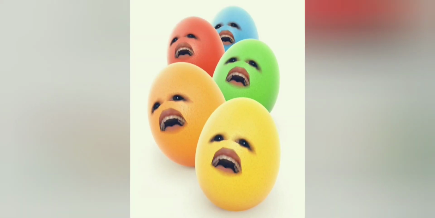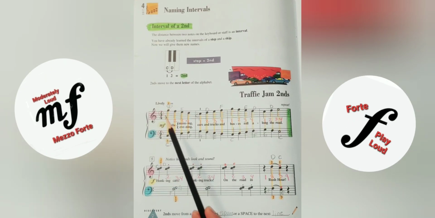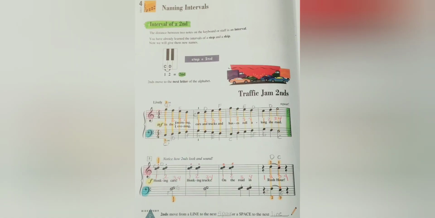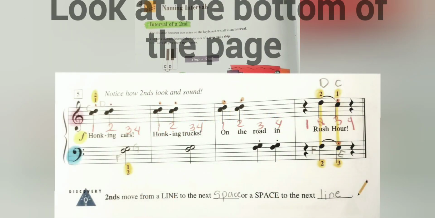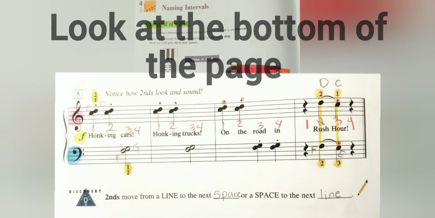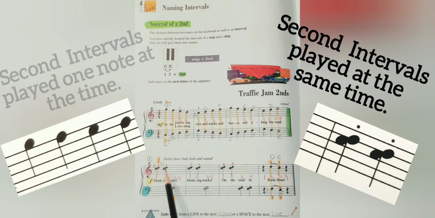Time to highlight! Highlight your dynamics, mezzo forte, forte, circle the top number of the time signature. In here at the end it says that you need to complete the blanks over here that I already did. Seconds move from a line to the next space or a space to the next line. Those are second intervals. Played one at a time, played at the same time.